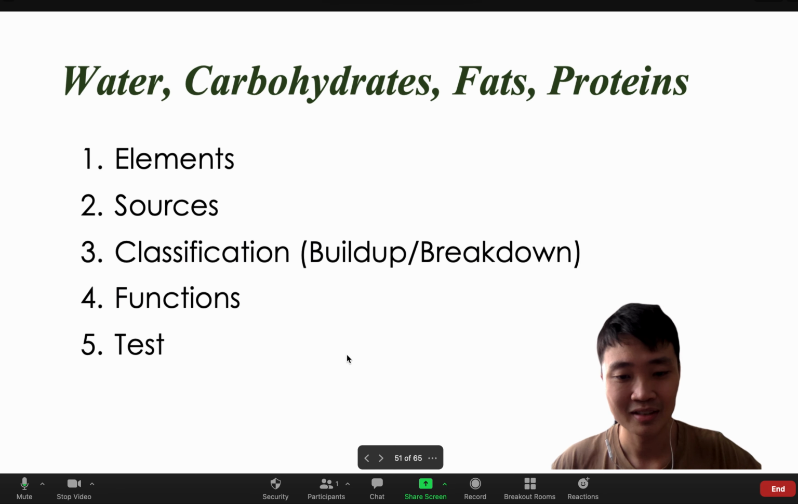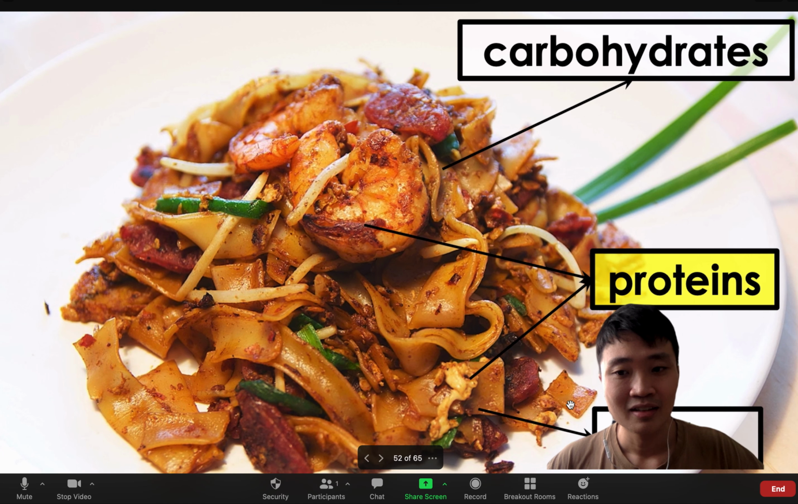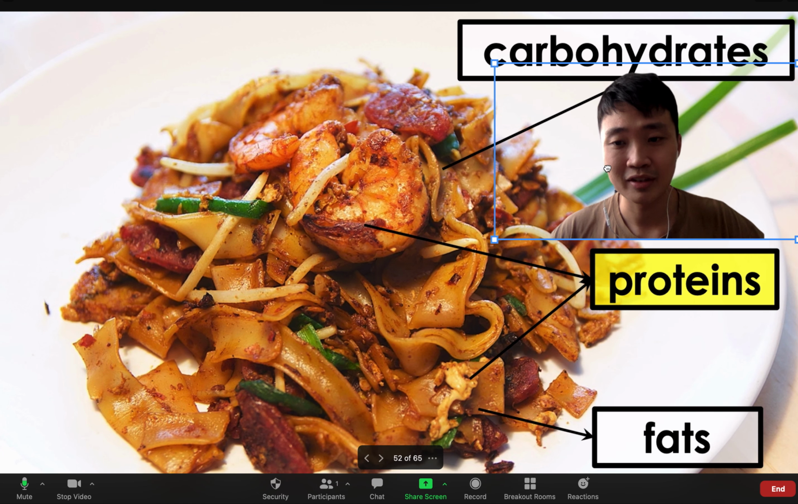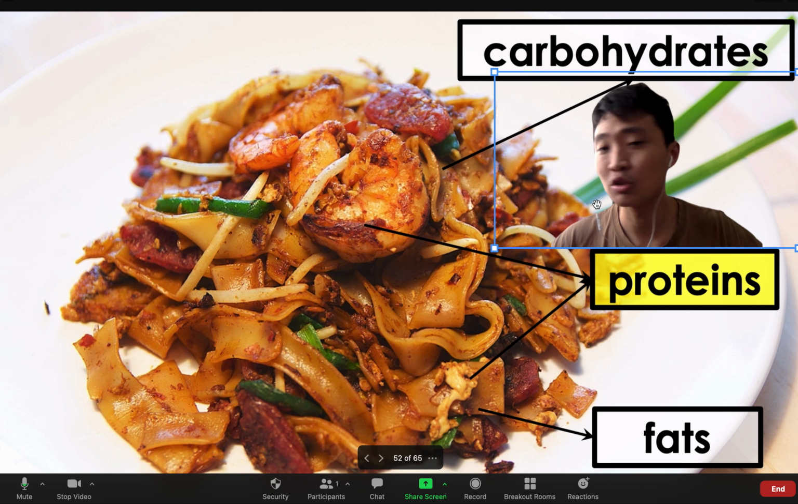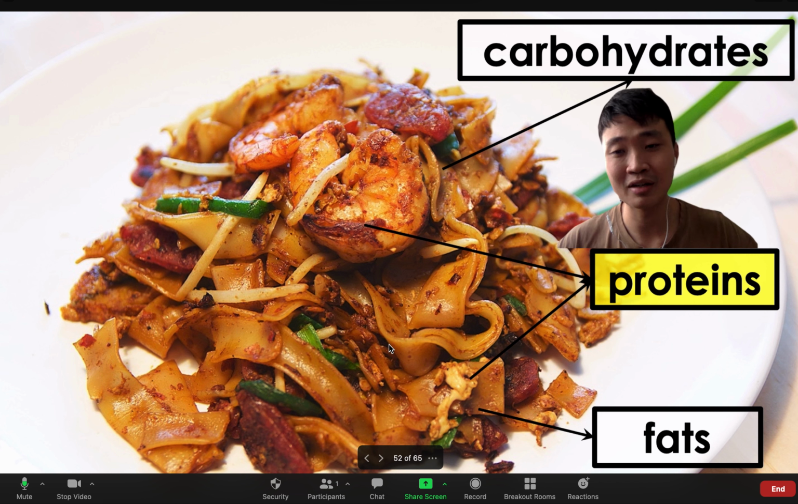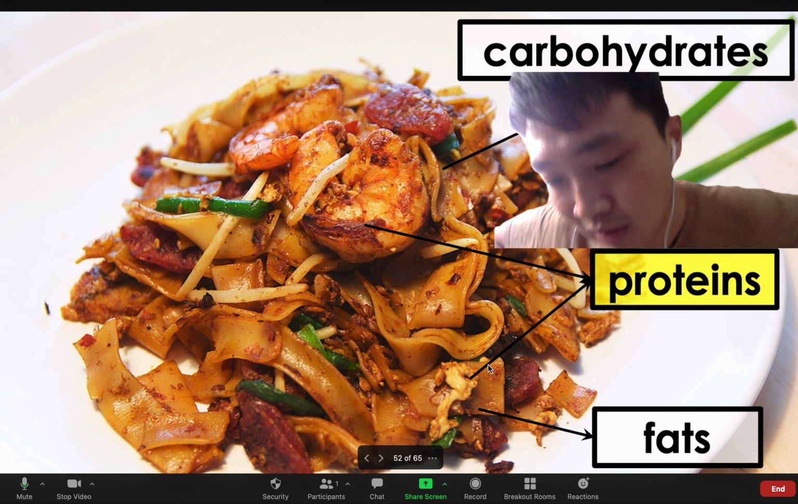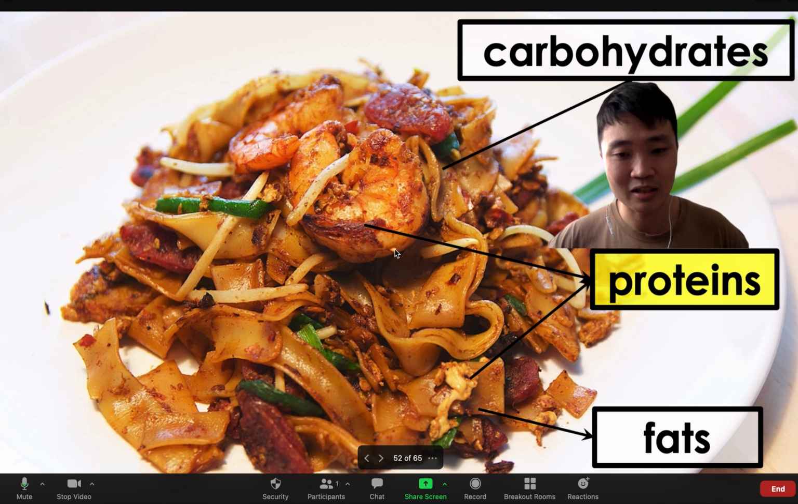Okay, so this is a char kway teow, a good plate of char kway teow, and Mr. Cho is recording this lecture on a Sunday afternoon. I hope that you guys had your meal ready wherever you are. So you all can see, in the plate of char kway teow, carbohydrates are like the kway teow. There's the pork lard in this case, which accounts for fats, and there's your prawn and your chicken, which accounts for proteins. So let's talk about proteins in this case.